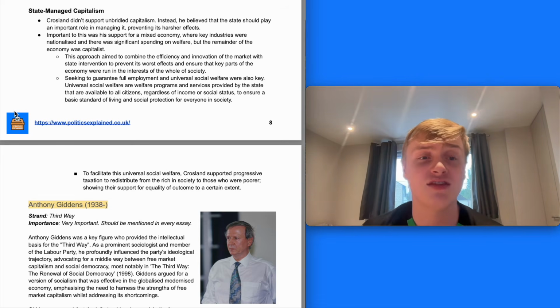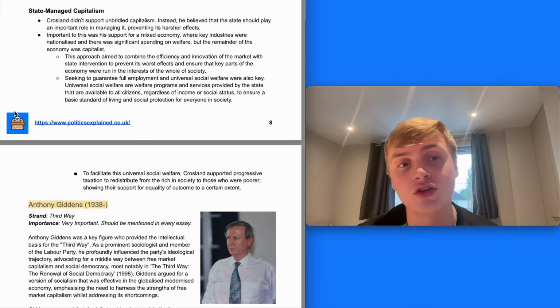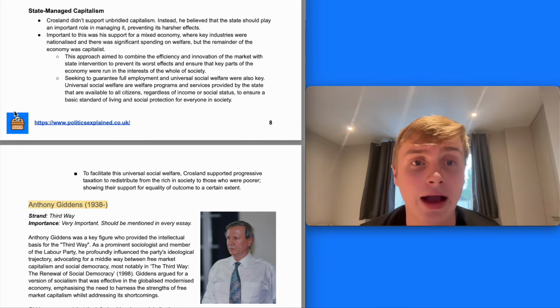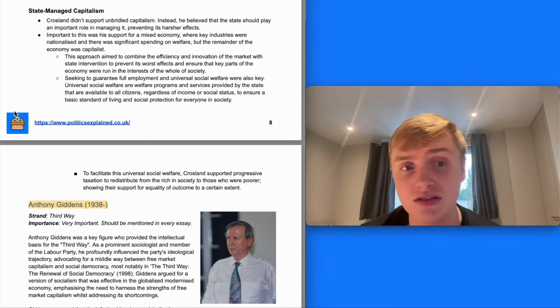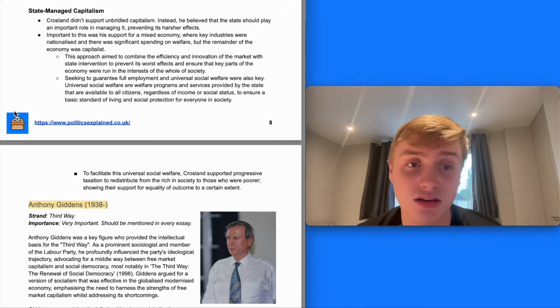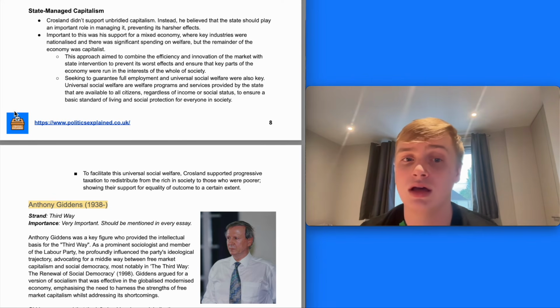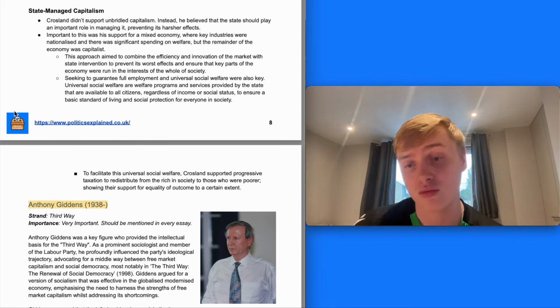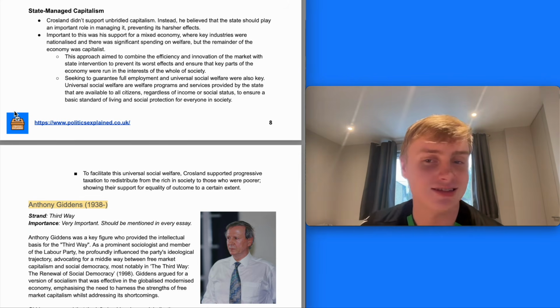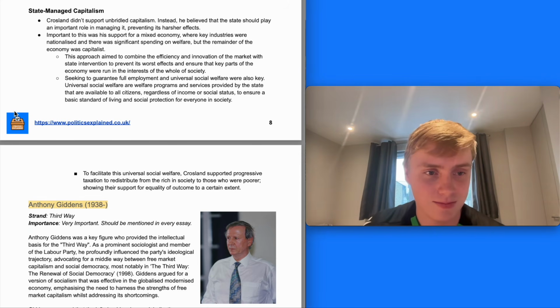And also key to state-managed capitalism is the idea of universal social welfare, where welfare programs and services are available to all citizens regardless of income or status, to ensure a basic standard of living and social protection for everyone in society, and progressive taxation to redistribute wealth from the rich to the poor somewhat is necessary to facilitate this.